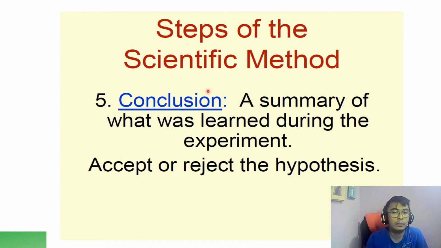For the fifth step, you are to write your conclusion. A conclusion is a summary of what was learned during the experiment. Here, you can accept or reject your hypothesis. So either of the two, that's your conclusion. That's the result.